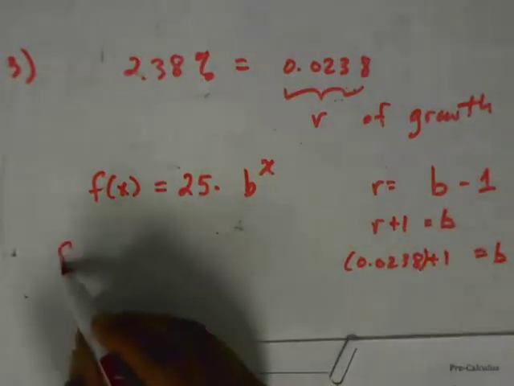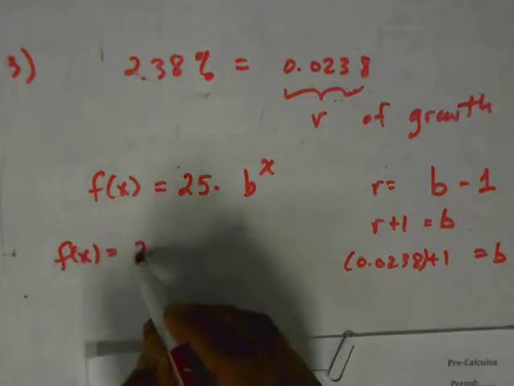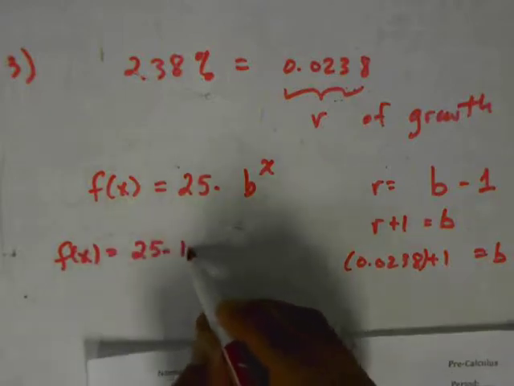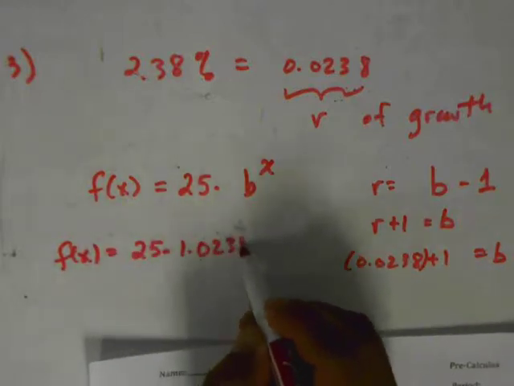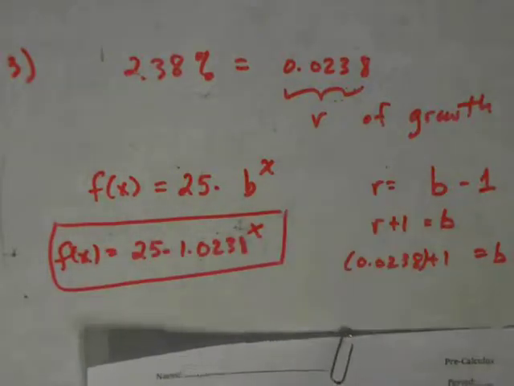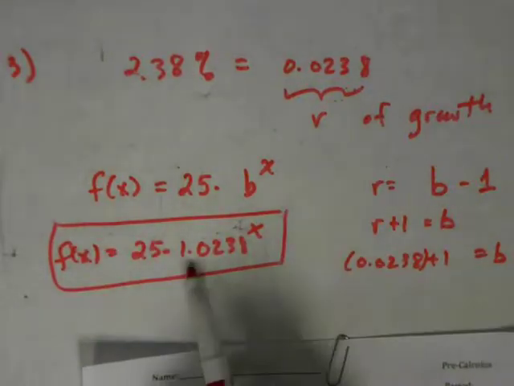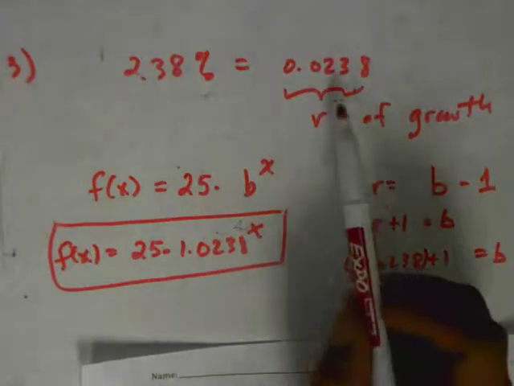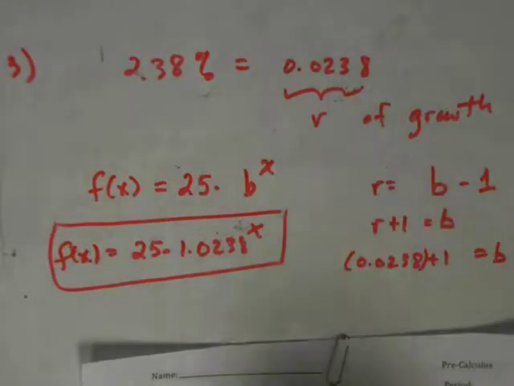So our function then is f of x equals 25 times 1.0238 to the x. And you can see this is a growth function because the base is bigger than 1. And if you subtract 1 from here, you would in fact return to this growth rate.